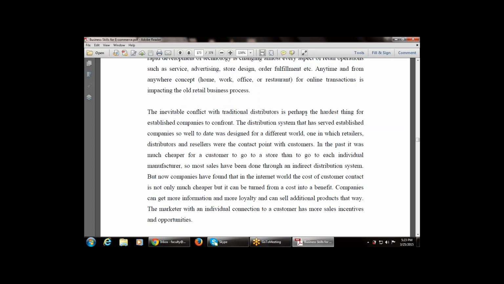That is, nowadays the customer directly contacts the company, directly contacts the manufacturers, and purchases the product. So there is no role for intermediaries. Companies also get more information and more loyalty and can sell additional products that way. The marketer with an individual connection to a customer has more sales incentive and opportunities.